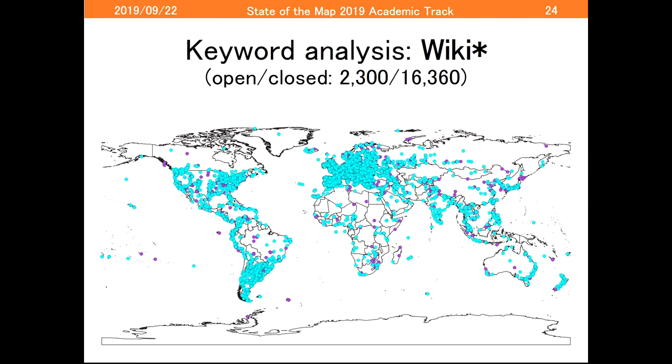So by the way, we now show the keyword analysis of wiki types: Wikipedia, Wikimedia, and Wikimedia Commons, right? So wiki is spread basically in European countries and South American countries, right? So it is difficult to analyze common keywords because the language systems are very different. However, this shows the global trend of the distribution area where OSM data is enriched. But I can also see many in East Asian countries, right?